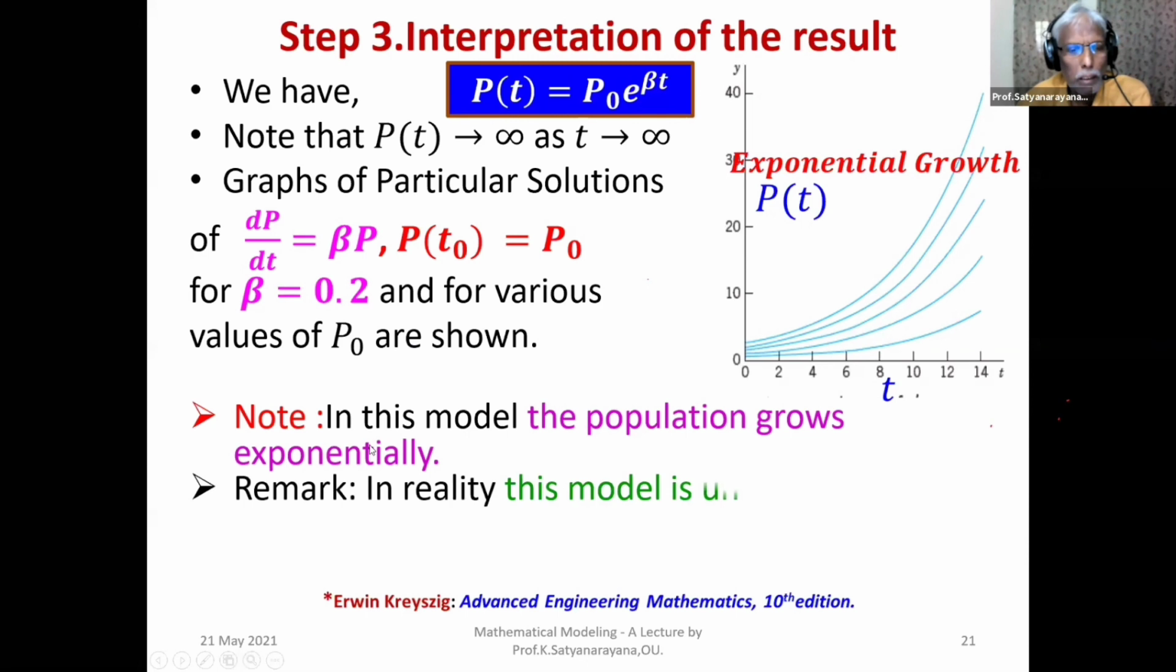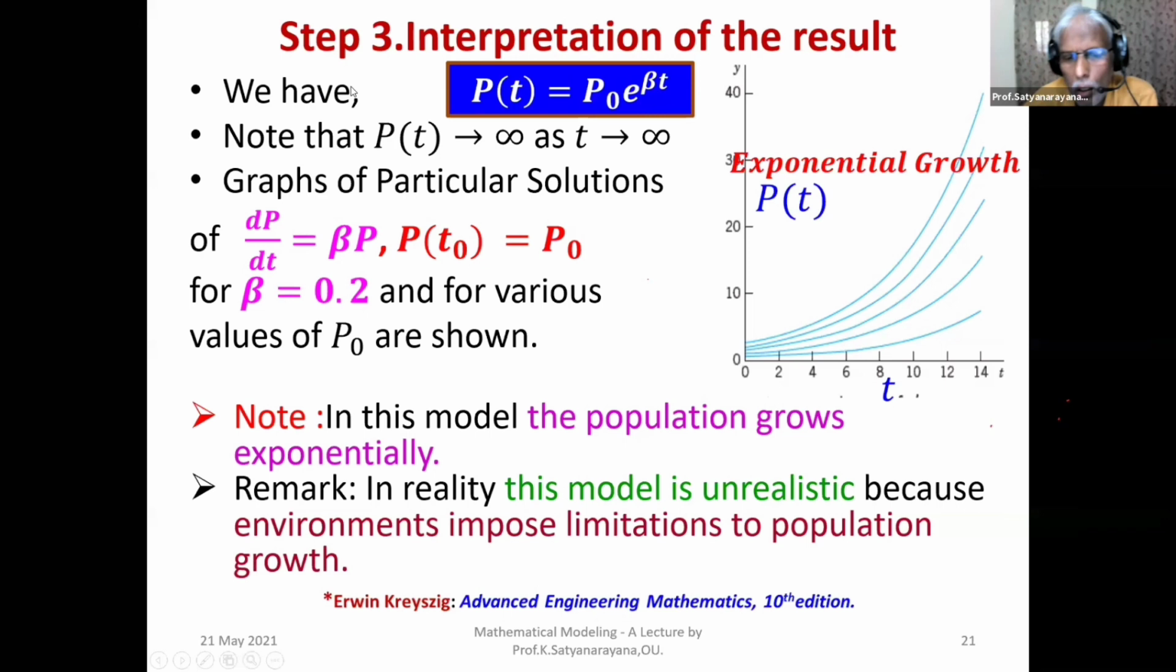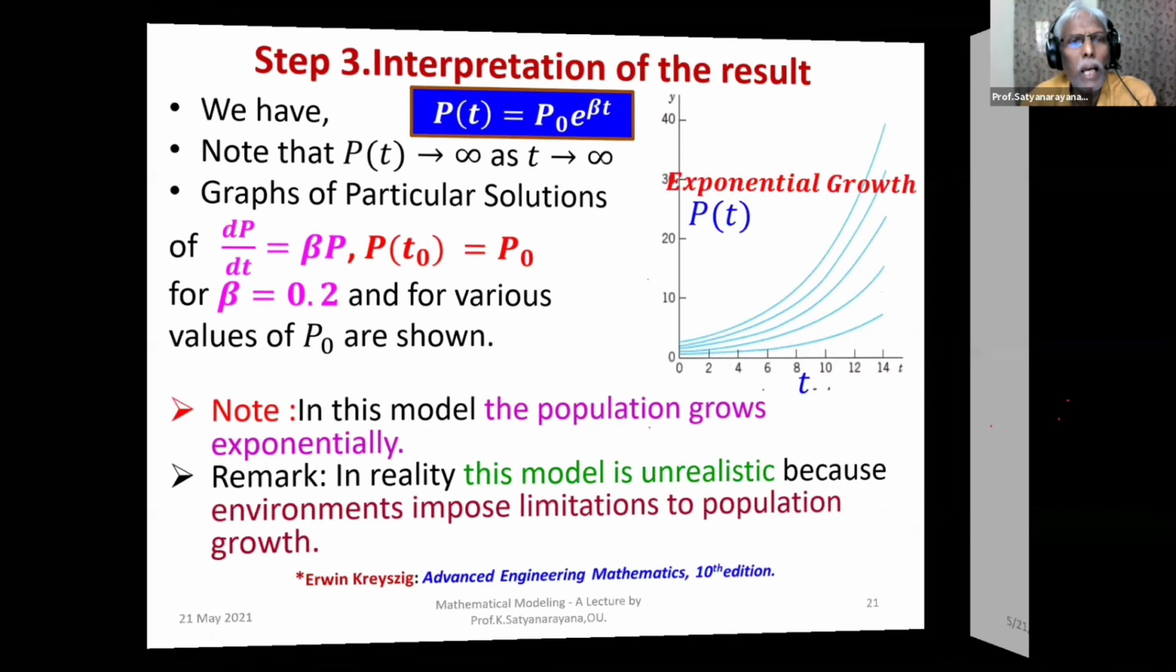Remark. In reality, this model is unrealistic. Why? Because environments impose limitations on population growth. Why? Because there will be deaths. There will be scarcity of food. There will be restrictions in the environment. Several other things. Therefore, this looks like an unrealistic model to apply to the human population or a plant population. You can use it for bacteria, but otherwise for others, it is not. And therefore, we will revise this to suit the human population or plant population, or any other population. For that, here is the modification.